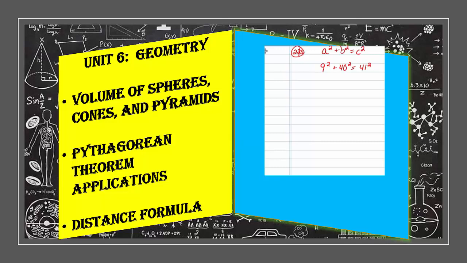So we end up with 9 squared, which is equal to 81. We end up with 40 squared, which is equal to 1600. And we end up with 41 squared, which is 1681, where we can add the expression on the left, 81 plus 1600. 1681 is in fact equal to 1681. So at this point, we would say yes, it is a right triangle, proven by the Pythagorean theorem.